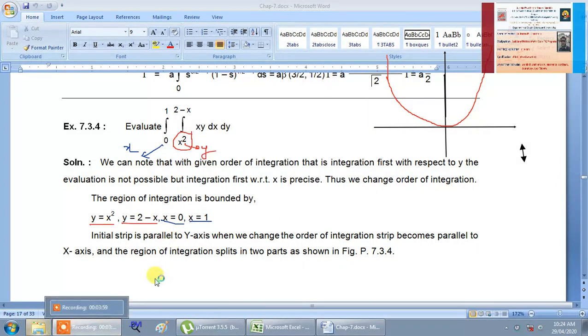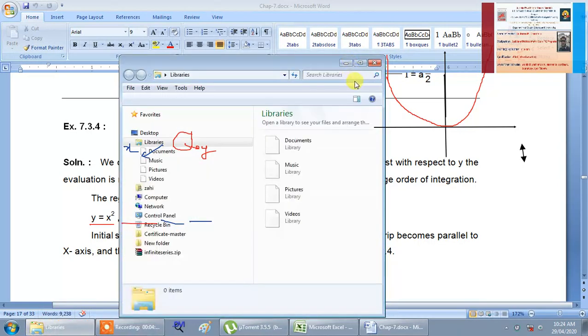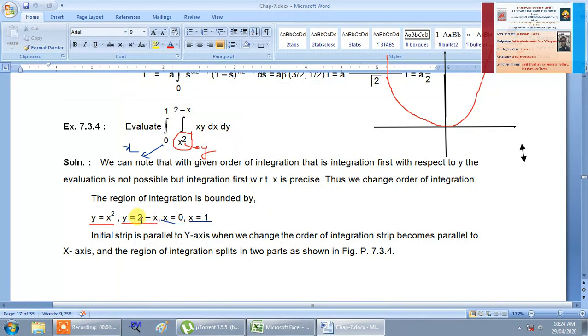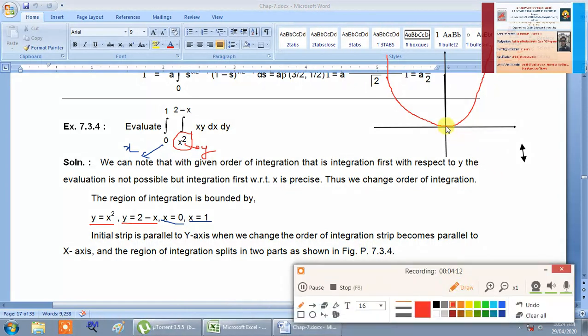So let us put y is equal to 0. If y is 0, then x is equal to 2, and if x is equal to 0, y is equal to 2. So we have 2 points here. The first point is x is 0, y is 2.